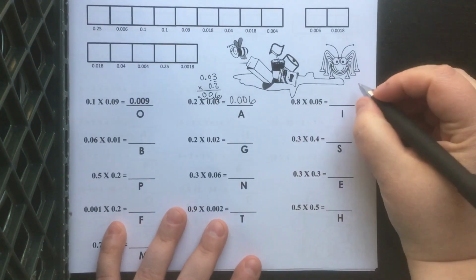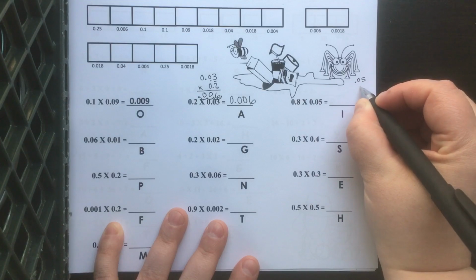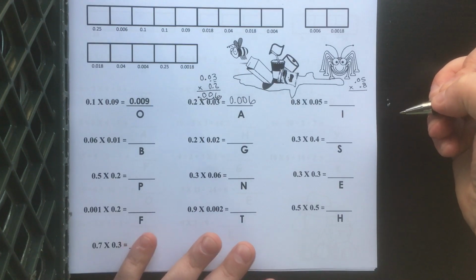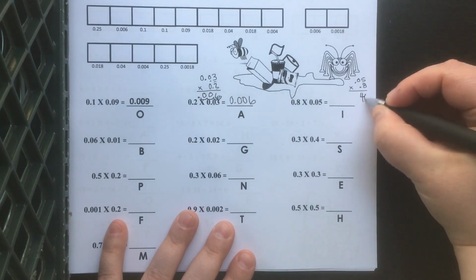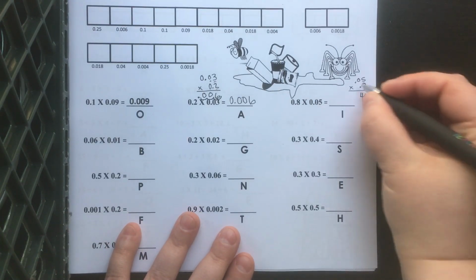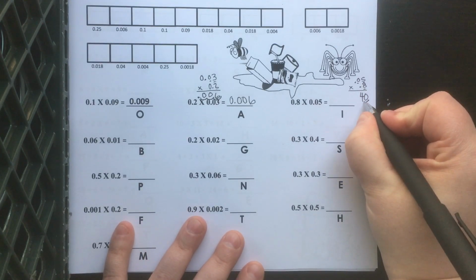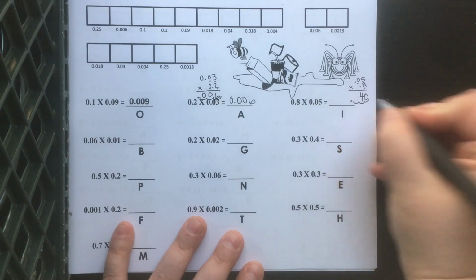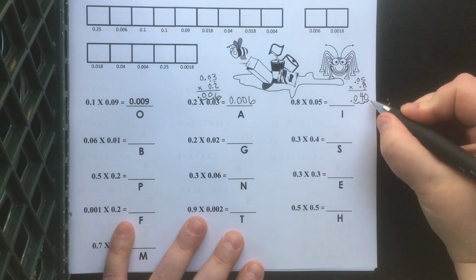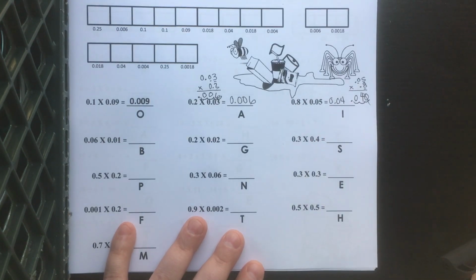All right, let's do another one. 8/10 times 5/100. 8 times 5, I hope you said 40. Okay, count the number of digits behind a decimal. 1, 2, 3. So we're going to move our decimal starting on the right 3 times. 1, 2, 3. What do I put in the hole? 0. So remember that 0 on the end is extra, so we can say 4/100.